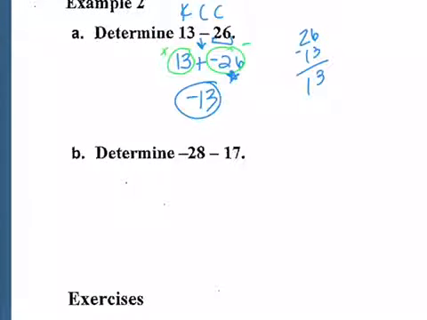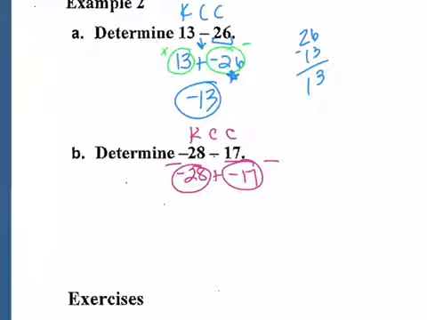Same thing down here on B. We've got that minus sign in the middle. So I can keep, change, change. So keep negative 28. Turn that subtraction into a plus sign and turn this positive 17 into a negative. So now I have a negative 28, a negative 17, so I can same sign, add, and keep.